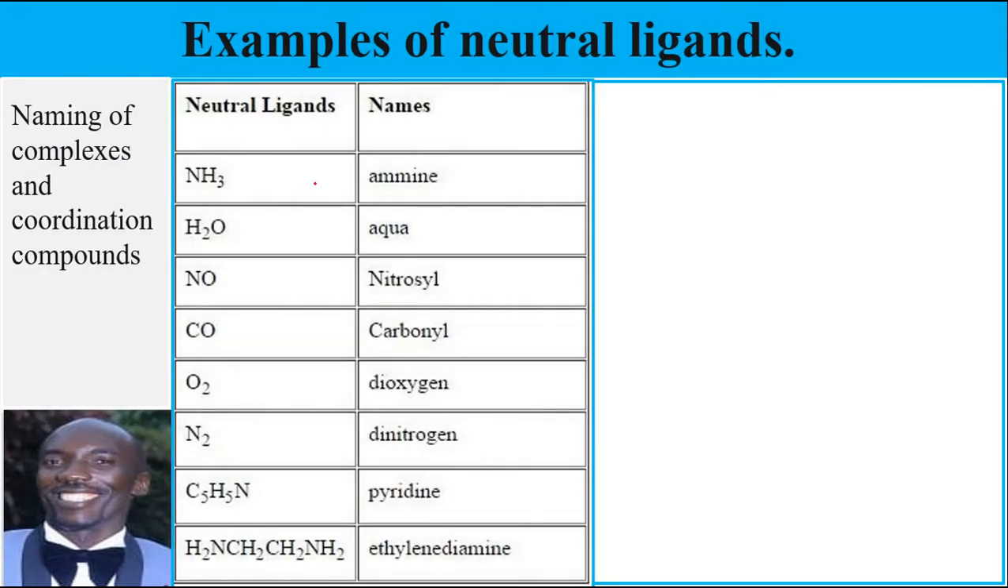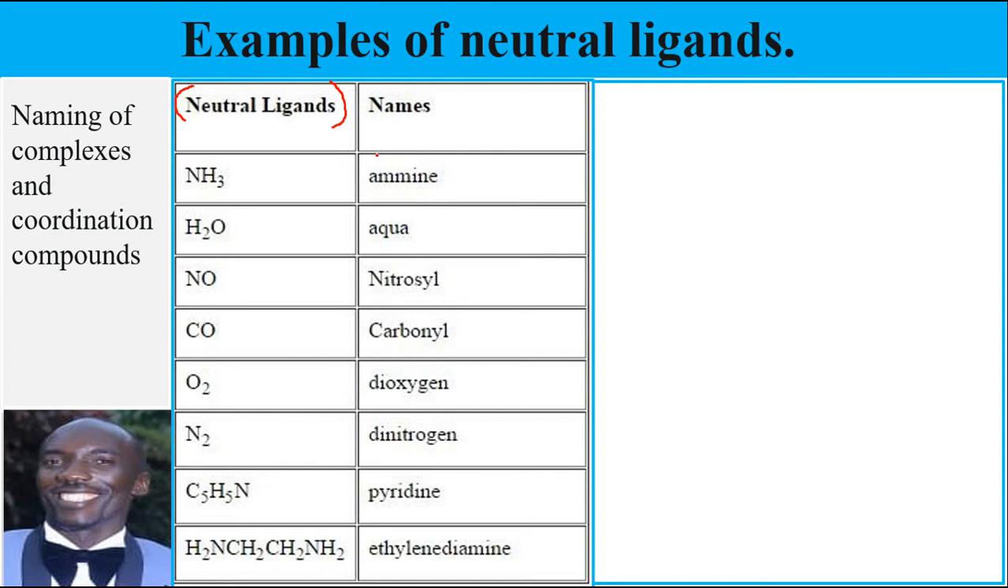Then again, here we are having the neutral ones. Here I sorted some of the examples of neutral ligands. When we talk of the neutral ligands, these are the ones without a charge. They don't have any charge. The charge is 0, so they are neither negative nor positive. So we have ammonia, which changes to amine, like we said. We have water, which changes to aqua. Then nitric oxide, which changes to nitrosyl. Then carbon monoxide changes to carbonyl, and so on.